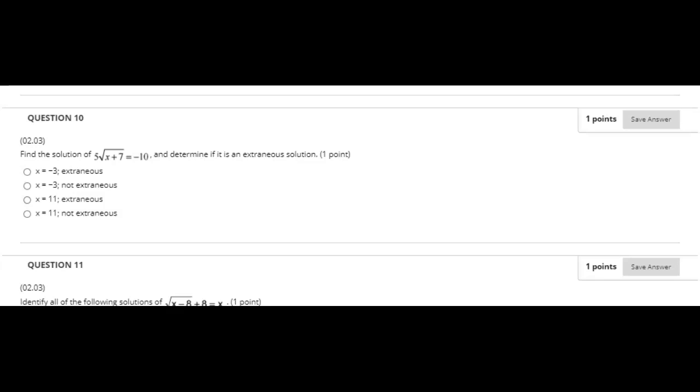Solving radical equations. This quiz question asks us to find the solution of 5 times the square root of x plus 7 equals negative 10 and determine if it is an extraneous solution.